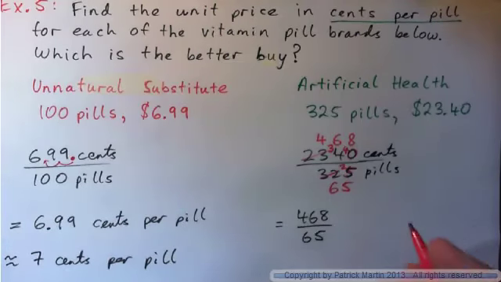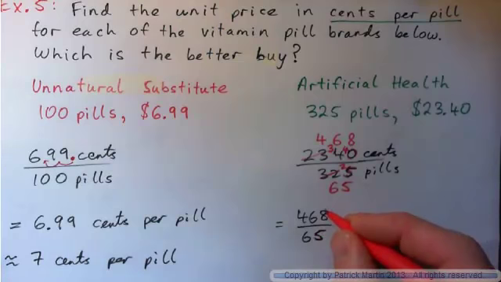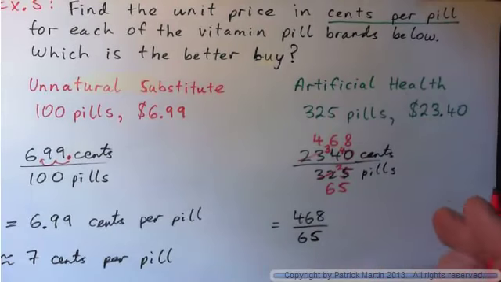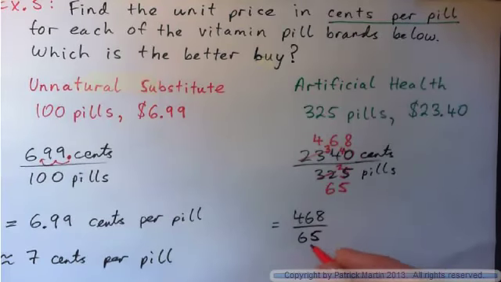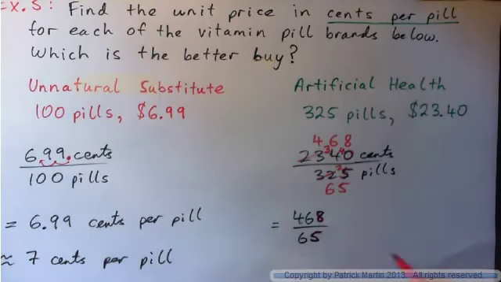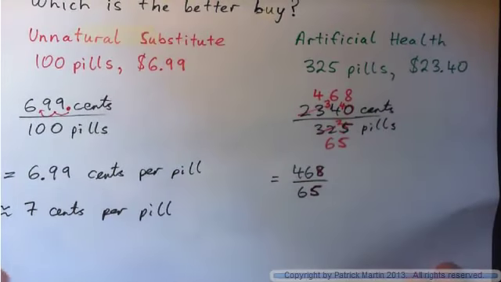Oh my goodness. 2 won't go in: it would go into the top, but 2 won't go into the bottom because it's odd. Will 3 go into each one? Oh no, 3 doesn't go into the bottom. 4 won't go in because this is an odd number. 5 won't go in because this ends in 8. 6 won't go into this. 7 doesn't go into 65. 8 doesn't. 9 doesn't. 10, 11, 12 don't. So we've broken this down as far as we can.